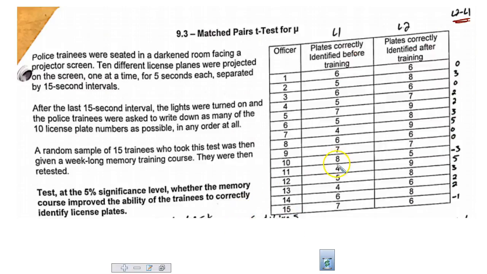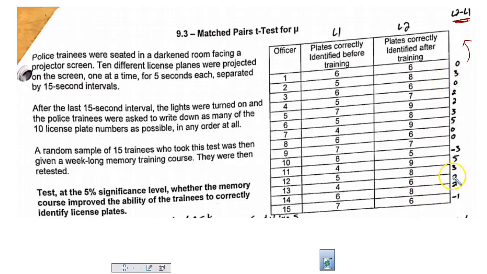Now, I don't have my calculator out to show you, but in your calculator, if you put all of these guys in list 1, and then all of these guys in list 2 exactly the way that they're written, you can arrow up to the top of the list and type in L2 minus L1, and it will automatically subtract all of these for you. Although with these numbers, it really wasn't that hard to say 6 minus 6 is 0, and 8 minus 5 is 3, and so forth.